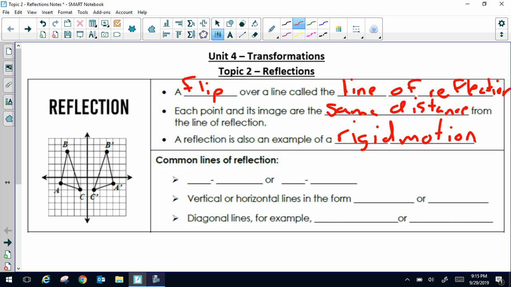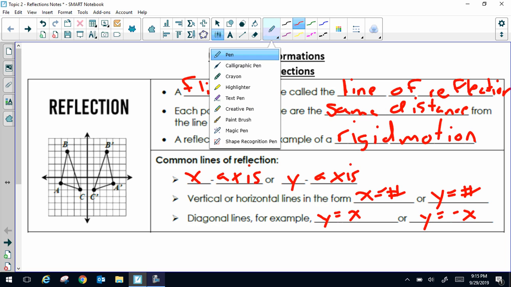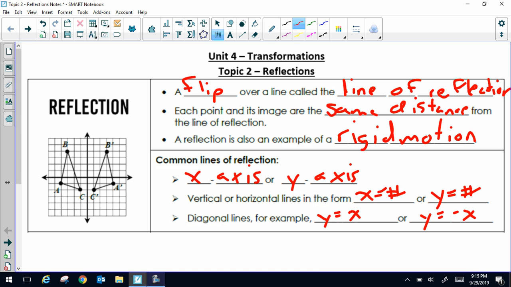Some common lines that we reflect over: the x-axis, the y-axis, the vertical lines of x equals some number, the horizontal lines of y equals some number, and then y equals x and y equals negative x, which are diagonal lines, which we'll talk about. Just a quick reminder: x equals some number are vertical, and y equals some number are horizontal lines.